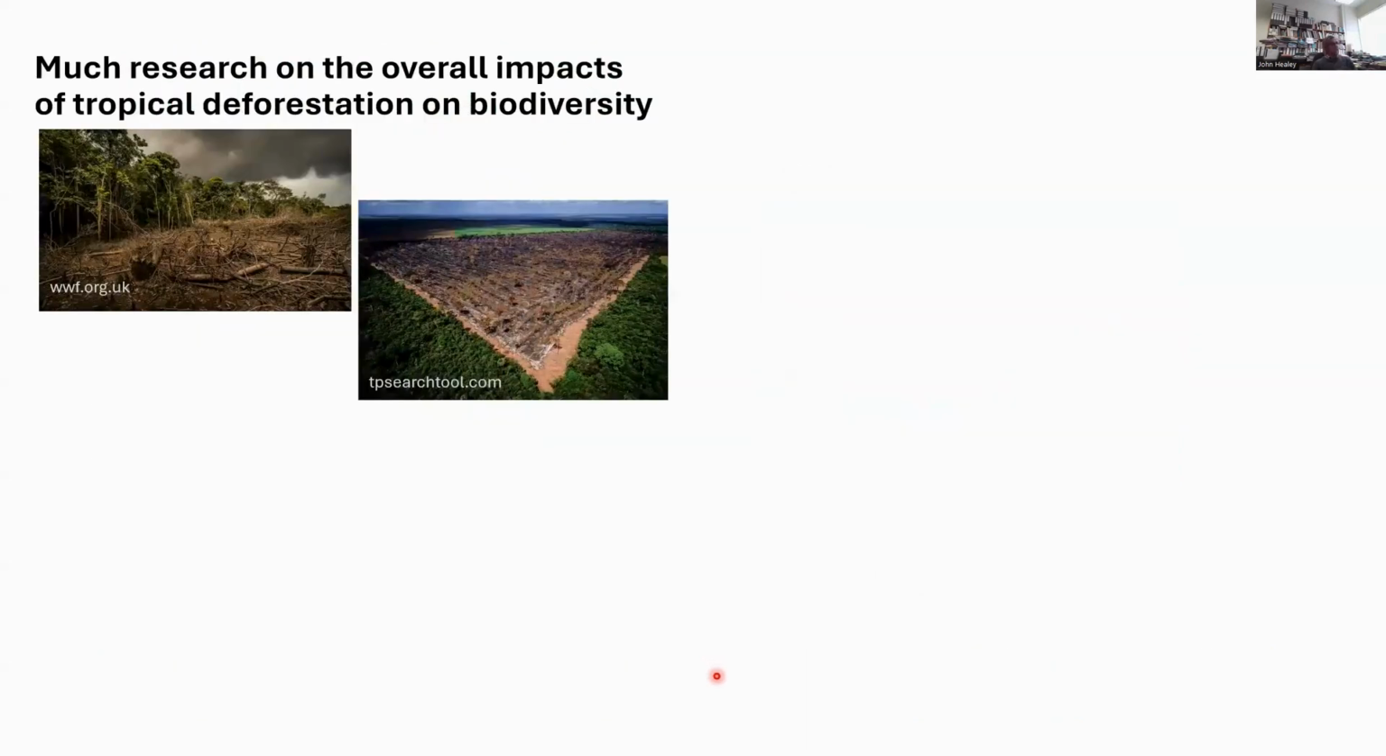So the final piece of Charlotte's work that I'm going to tell you about had as its sort of baseline the fact that there has already been a lot of research carried out on the overall impacts of deforestation, of complete conversion of forest in the Amazon and elsewhere, on biodiversity. So Charlotte wasn't just going to repeat that.